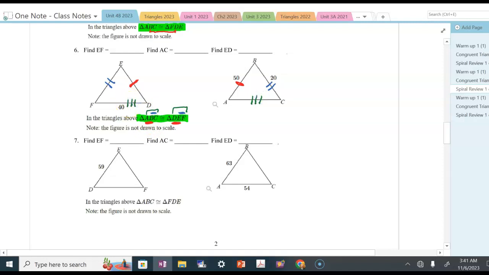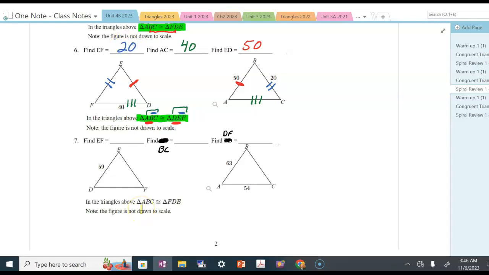So after I've marked my picture, I know that AC is 40, because of the 3 tick marks. Then the red go together, so ED is 50. And the blue tick marks go together. I think I made a mistake here. ED is 50, so I put that in the wrong spot. So ED is 50. And then BC is the same as EF, so that is 20.